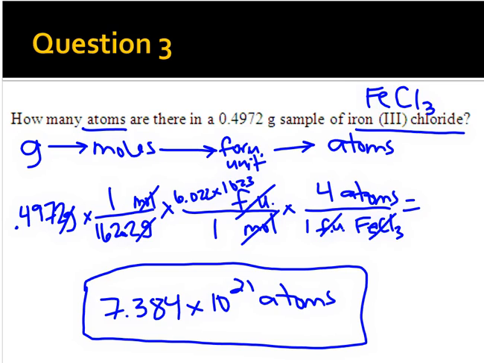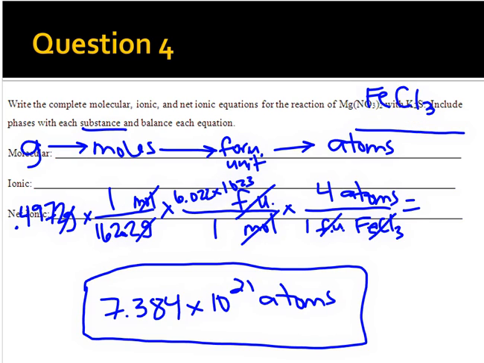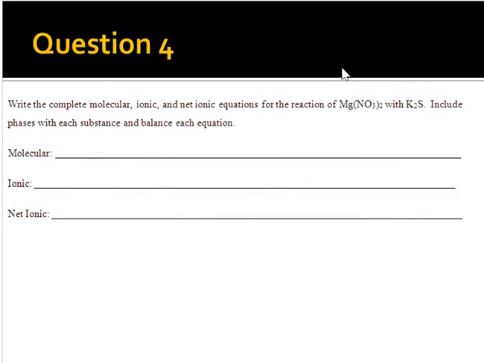Alright, okay, let's go ahead and move on to question 4. So, apologize, we got to get rid of that writing. There we go. Okay, so now question 4 asks us to write the complete molecular, ionic, and net ionic equations for the reaction between magnesium nitrate and potassium sulfide. Include phases with each substance and balance each equation.